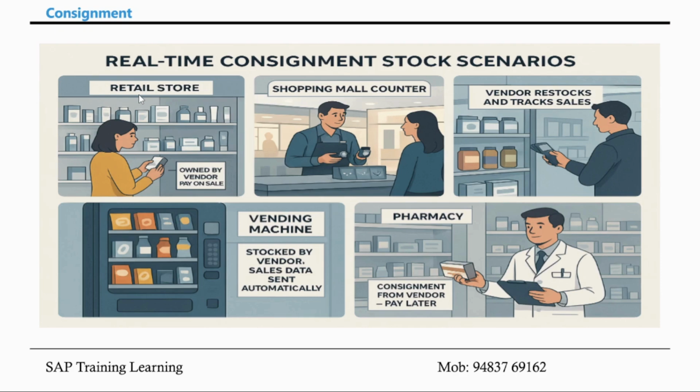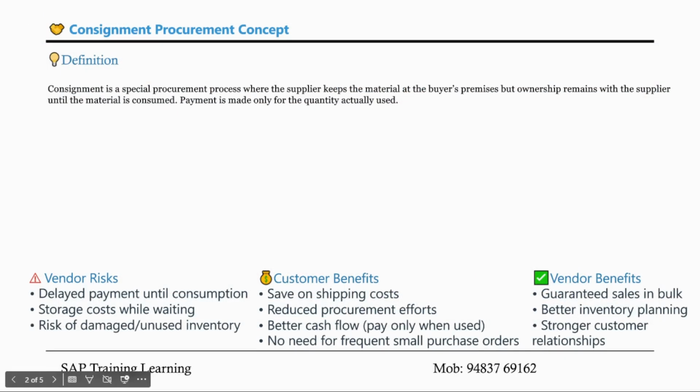And we see these scenarios not only in gold retail stores, but in shopping malls and in many other products. We also see it in pharmacies. Sometimes vending machines are also one of the examples of consignment stock. Technically speaking, consignment is a special procurement process where the supplier keeps the material at the buyer's premises, but ownership remains with the supplier until the material is consumed. Payment is made only for the quantity actually used. Okay, this is all about the consignment procurement concept.